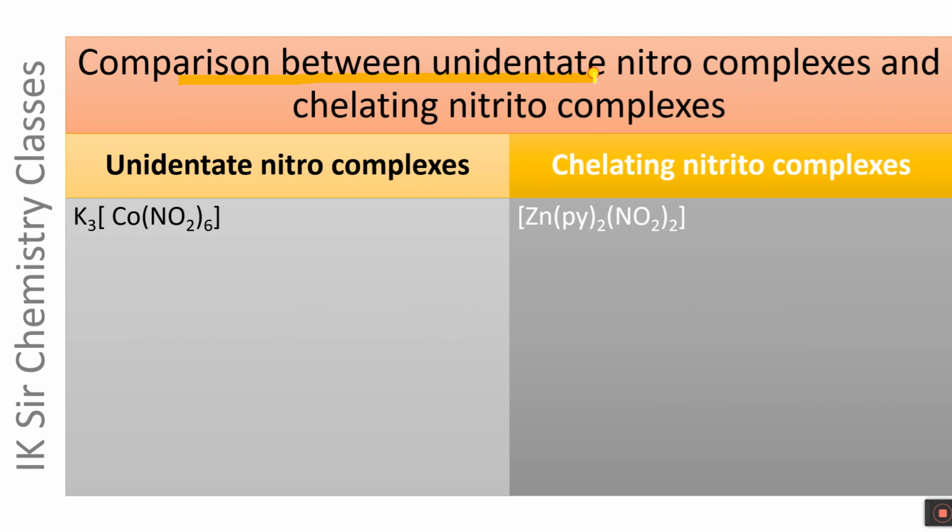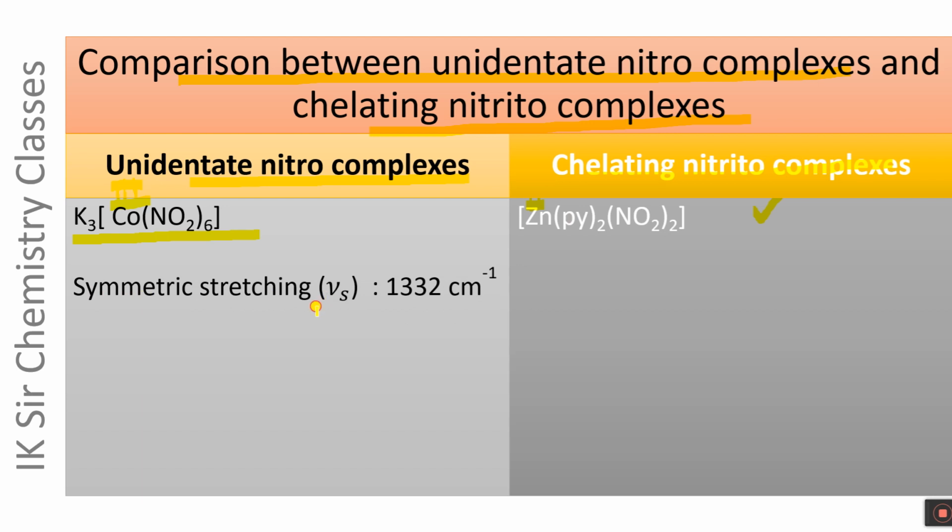Let us compare unidentate nitro complexes and chelating nitrito complexes. An example of a unidentate nitro complex is given here, in which NO2 minus ion is coordinated to cobalt triple plus ion through its nitrogen atom, and in this complex NO2 minus ion is coordinated to zinc 2 plus ion through both its oxygen atoms, forming a chelating nitrito complex.